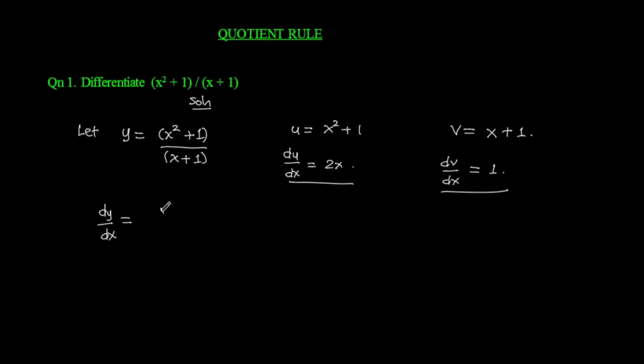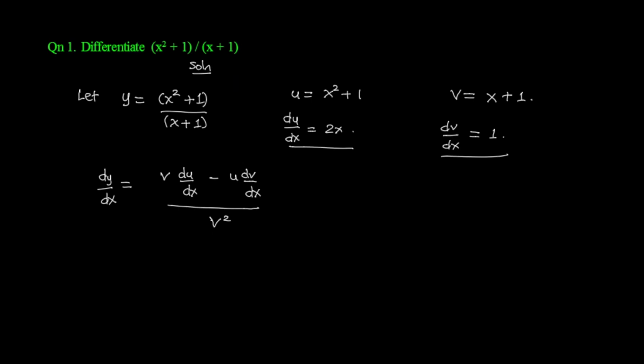So we always start with v du over dx, and remember with product rule we had here addition, so this time around we're flipping it to subtraction. So u dv by dx, and the whole of this expression is divided over v squared, and that is how quotient rule goes. So let's go ahead and make our substitution into the formula.